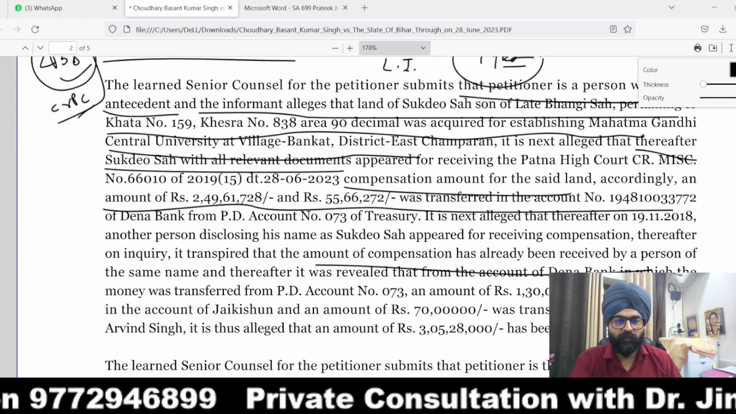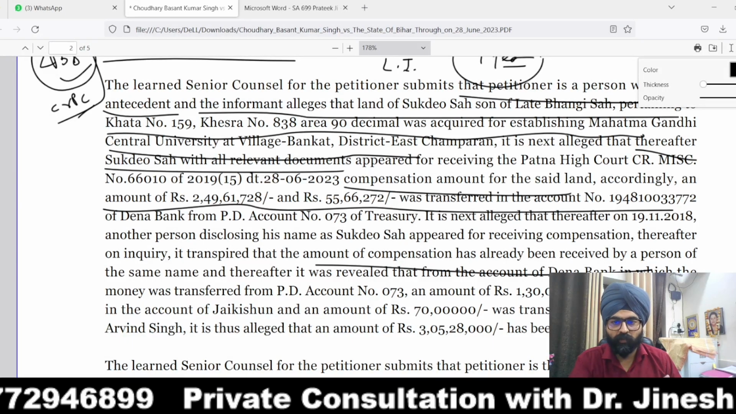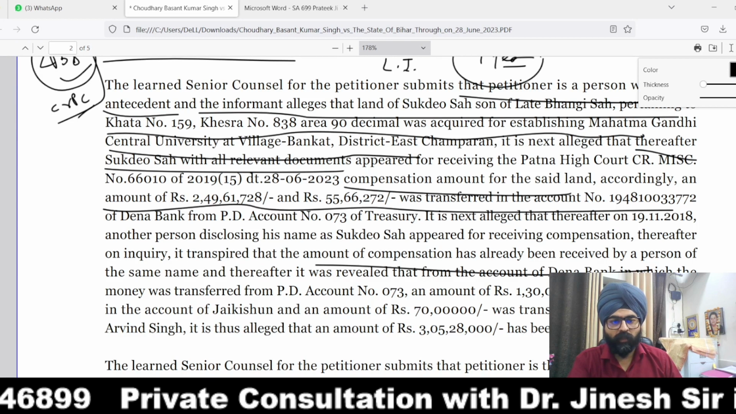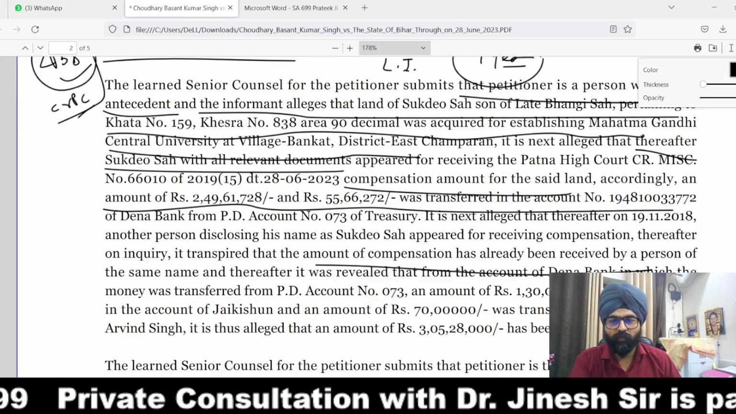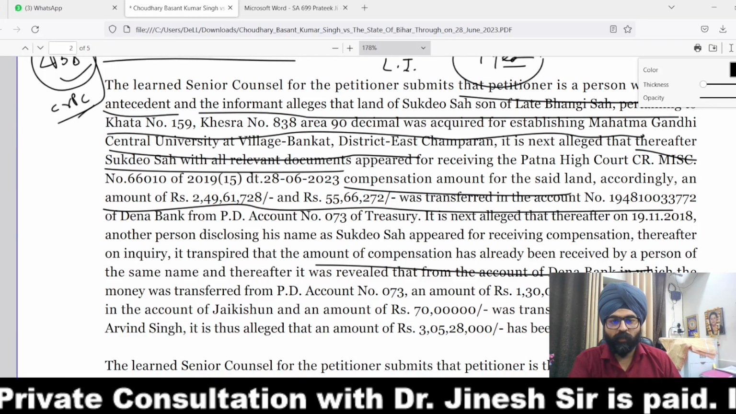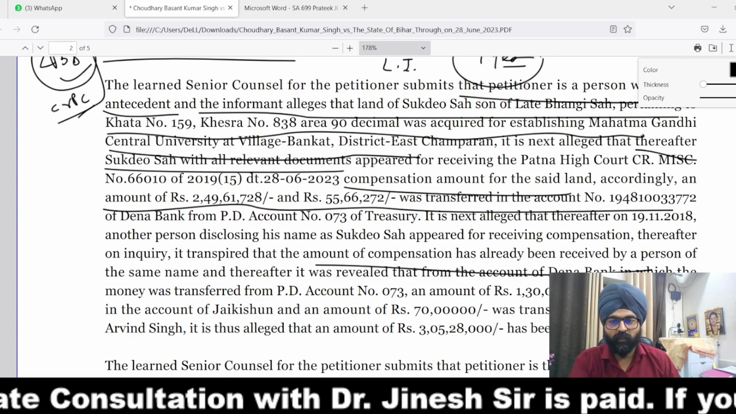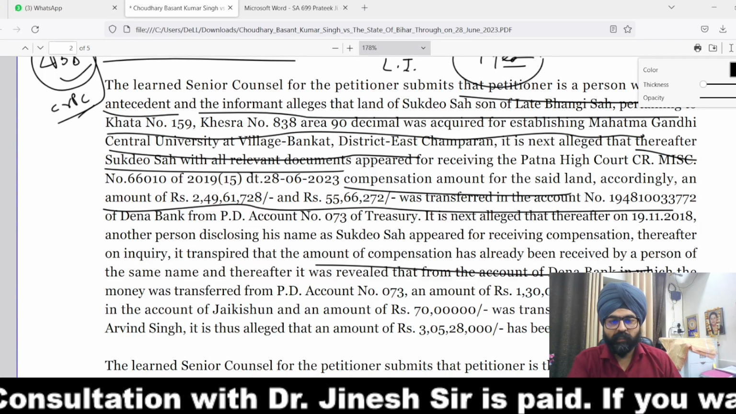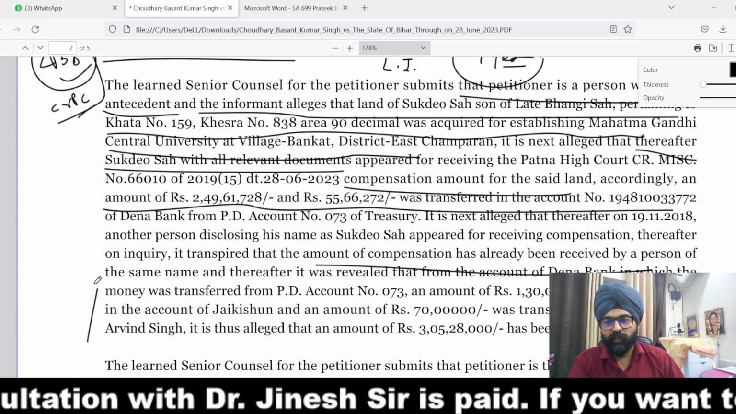And thereafter, it is revealed that from the account of Dena Bank, in which the money was transferred from the PD account number, an amount of so and so was transferred into the account of J. Kishun, an amount of 70 lakhs was transferred into the account of Arvind Singh, and it is thus alleged that the said amounts have been embezzled.